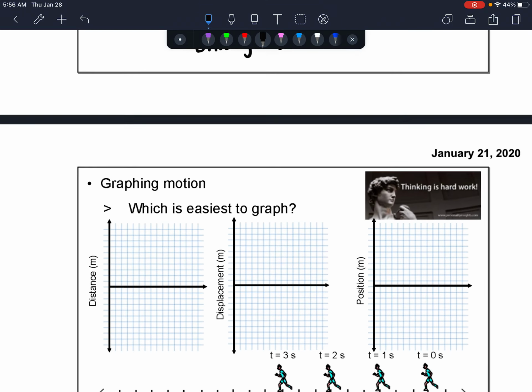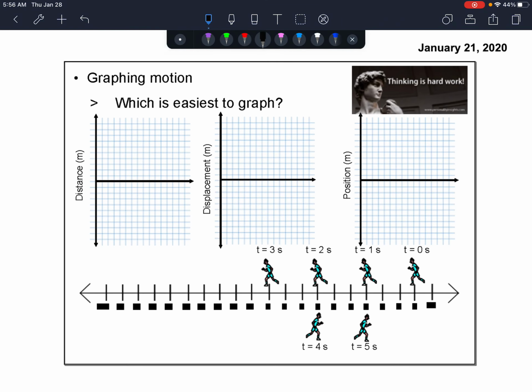Totally different. So let's move on then. Talk about graphing motion. If we were talking about graphing distance and displacement and position, which would be easier to graph? Let's use actual data from this timeline with the runner.